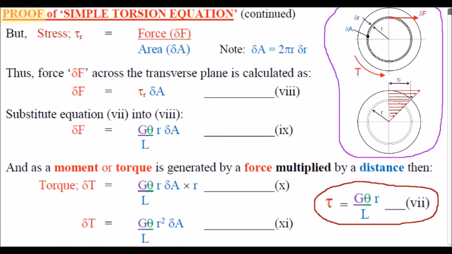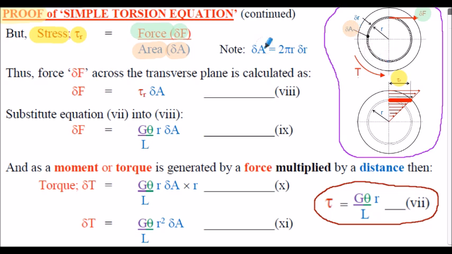Proof continued. So let's now consider the torsional shear stress on our inner concentric tube. That's this value shown here on our sketch. So the shear stress is equal to the force, delta F, shown here, divided by the cross-sectional area, delta A, shown here.